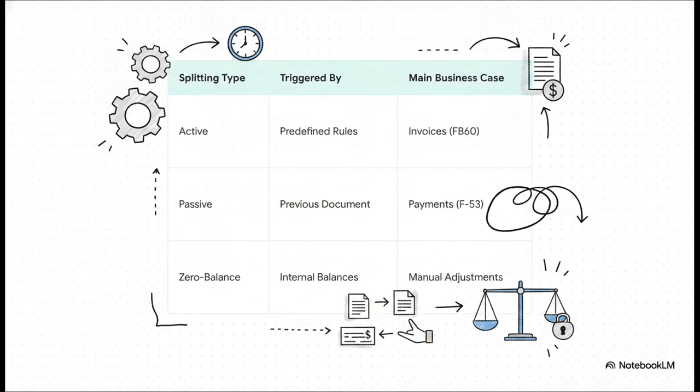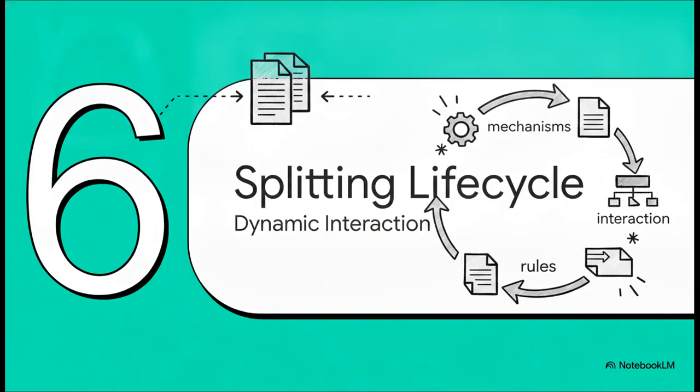Second, there's passive splitting, which is triggered by referencing a previous document to handle follow-up payments. And third, zero balance splitting. This is triggered when internal balances don't equal zero, acting as your automated safeguard for manual cross-PC adjustments. Section 6, the splitting lifecycle, where we see the dynamic interaction of these tools.